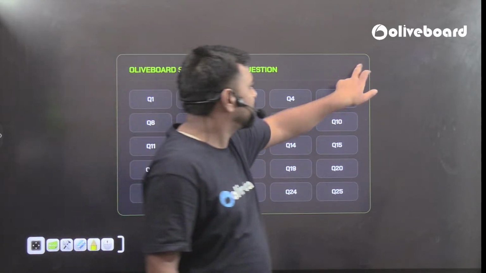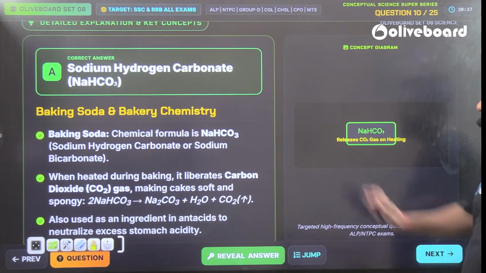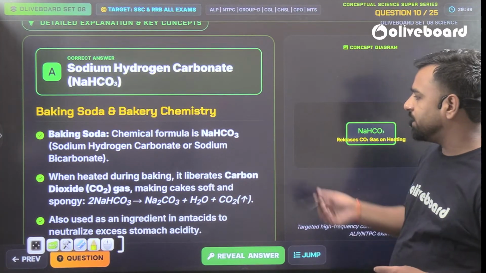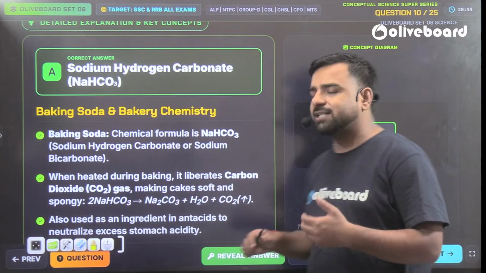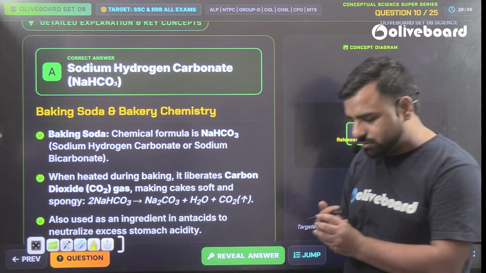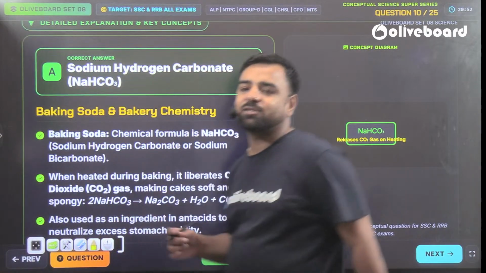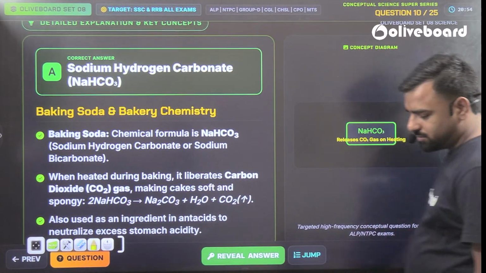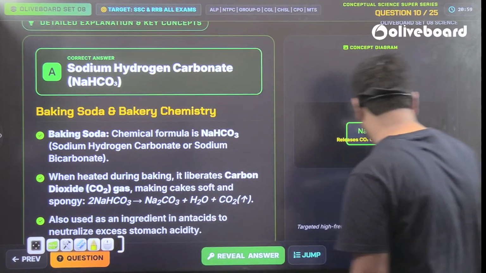Next question. Option A is done. When heated during baking, it liberates carbon dioxide gas, which makes cake soft and spongy. That's why in cakes and in bhatura, I guess you are aware of chole bhature, right? They all use this baking soda. And if baking soda is not there at your home, what can you use? You can use Eno at that time. Fine, okay, that's done.